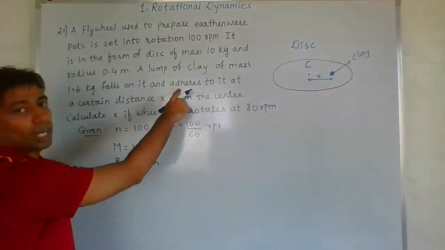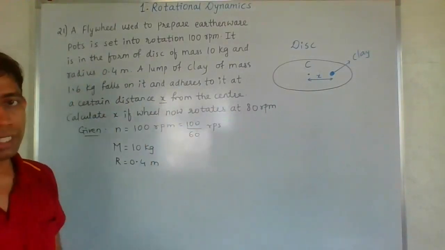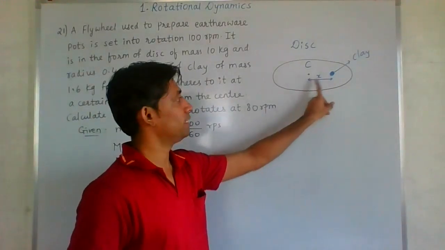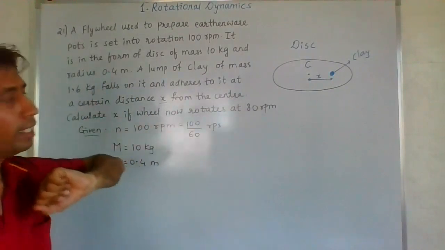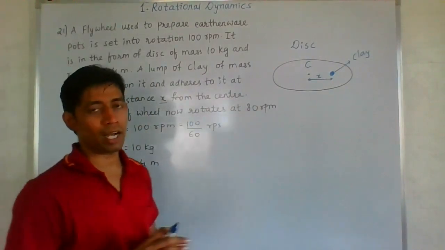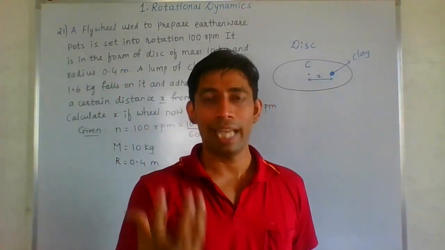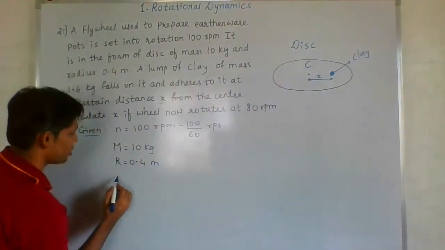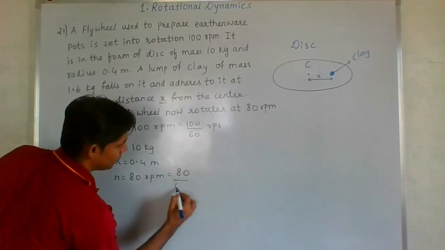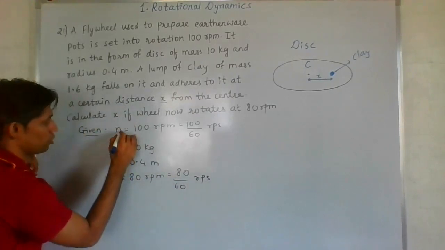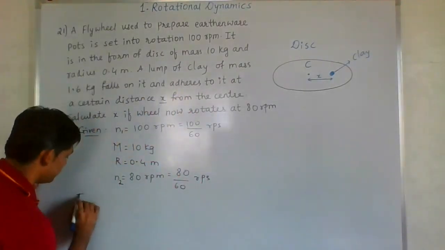वो यहां पर स्टिक किया हुआ है एट सर्टेन डिस्टेंस x। वो हमको डिस्टेंस पता नहीं है, तो क्ले इज एट अ डिस्टेंस x, ठीक है। एंड उसके बाद व्हील का रोटेशन अभी चेंज हो जाएगा, 80 RPM हो रहा है। I hope you understand. अगर कोई ऑब्जेक्ट यहाँ पर हैवी डाल दोगे, तो definitely अभी तो उसको रोटेट होने में टाइम लगेगा, करेक्ट ना? So now new rotation is 80 RPM. That is 80 divided by 60 RPS. This was your N1, this was your N2. And हमको ये डिस्टेंस x फाइंड करने का है.